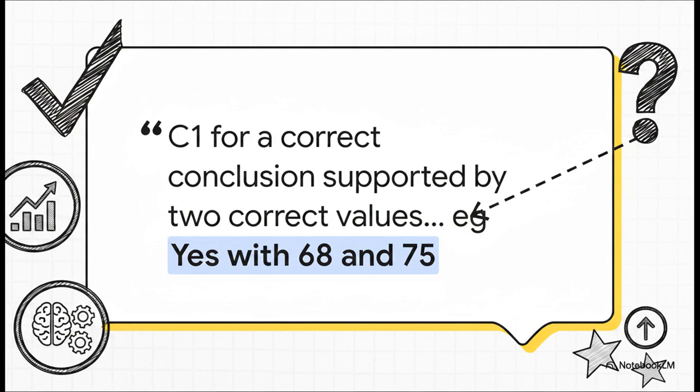But hold on, this is maybe the most crucial bit. The final mark isn't just for saying yes. The mark scheme gives a C1, that's a communication mark, for stating your conclusion and backing it up with the numbers you calculated. You have to write something like, yes, she has enough paint because 75 square meters is greater than 68 square meters. That's how you nail it and get every single mark.